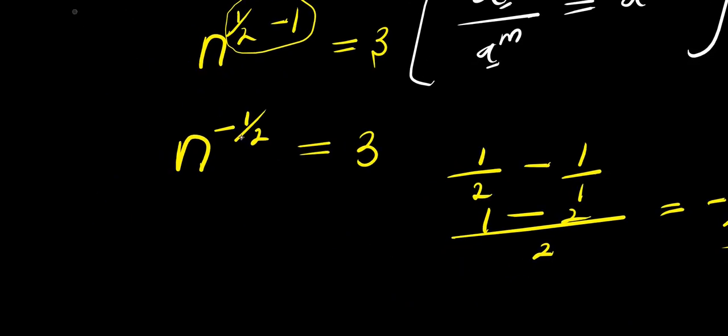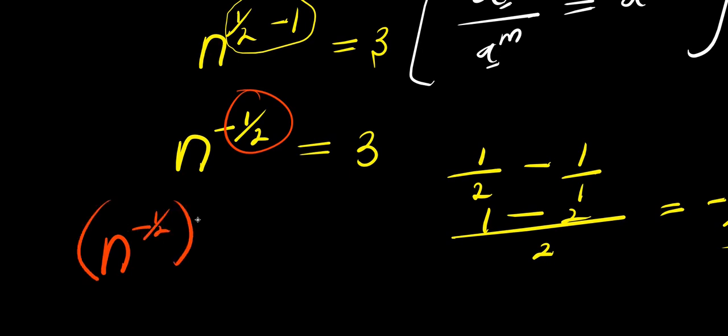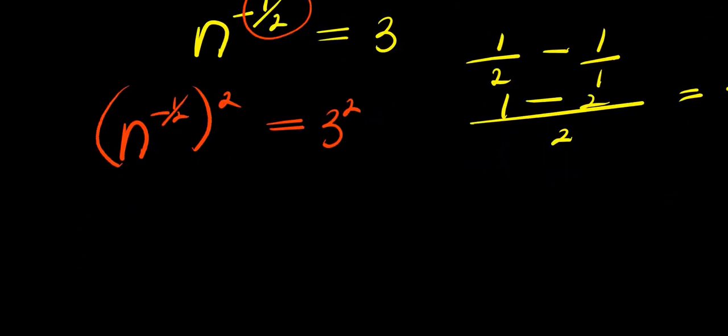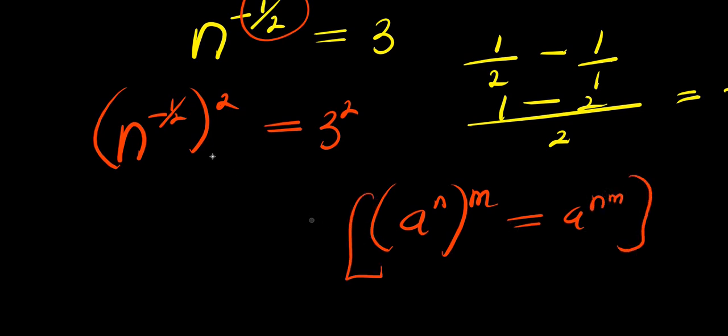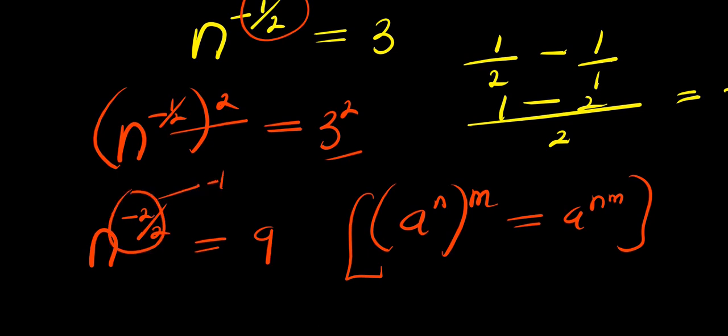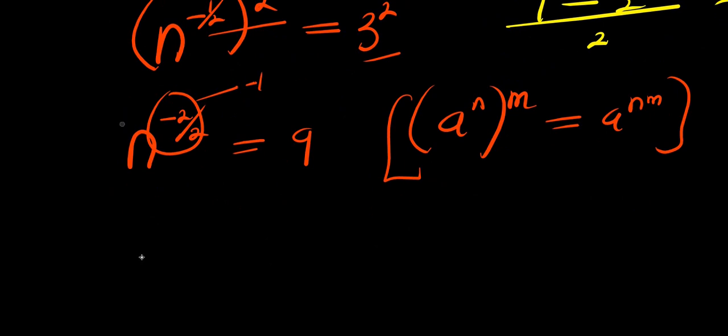So what we are going to do will be to eliminate this. For us to achieve that, we raise each part of this equation to the power of 2, and we do the same thing here. Now, if you have a to the power n raised to the power of m, it equals a to the power n times m. So I'm going to multiply this out. I'm going to have n to the power negative 2 over 2 equals 3 to the power 2, that is 9. Negative 2 over 2 is negative 1. So from here, I have n to the power negative 1 equals 9.